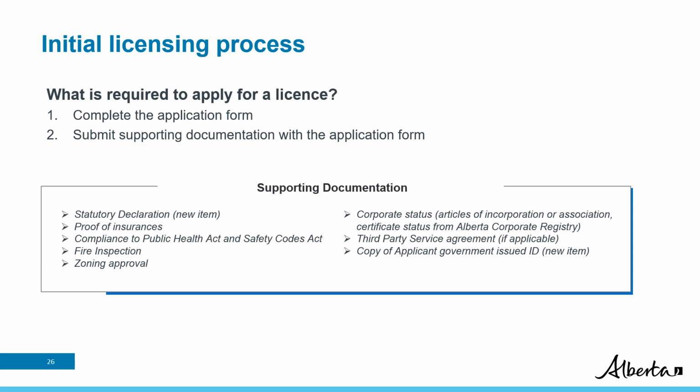Once an application package is received, Alberta Health will review the application package to ensure that it is complete. If anything is missing, Alberta Health will contact the applicant and let them know what is required. Once all documentation is received, Alberta Health will review it to ensure that all documentation is correct. Alberta Health will work with the applicant to let them know of any deficiencies in the documents and what is needed to correct the deficiency.